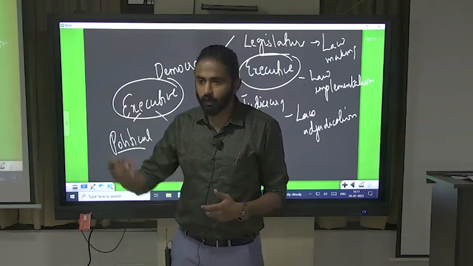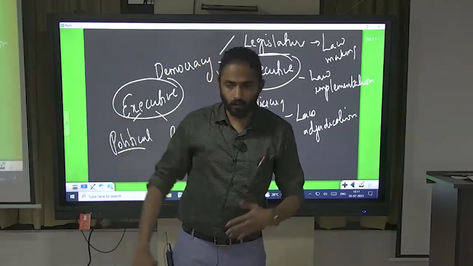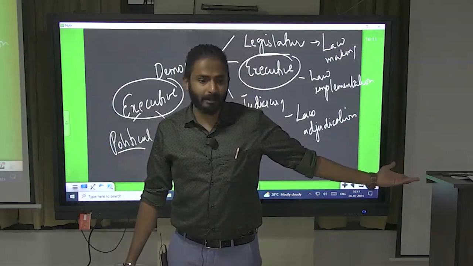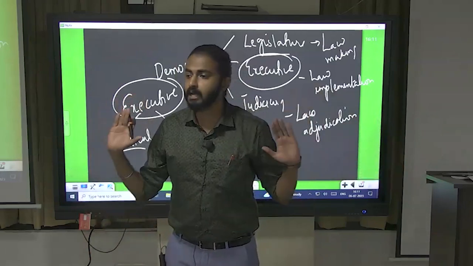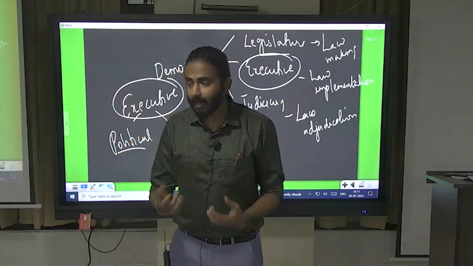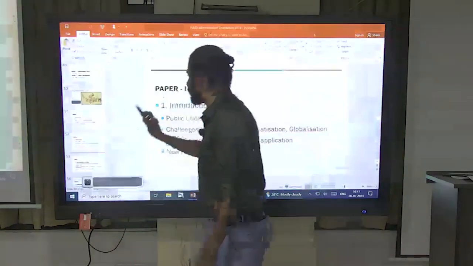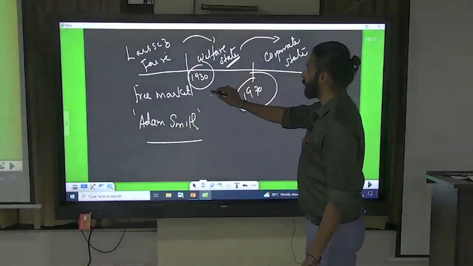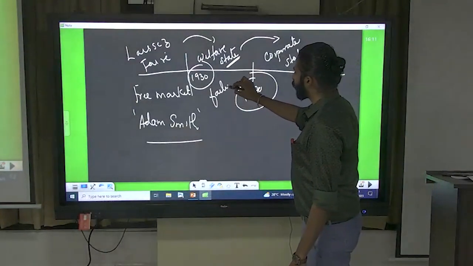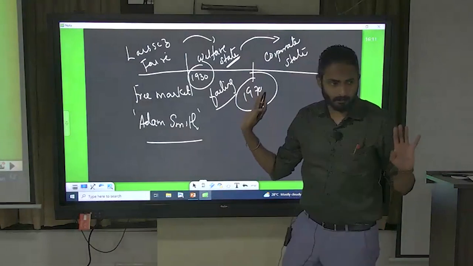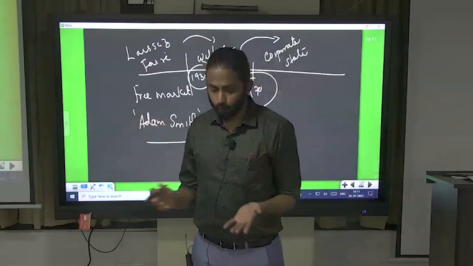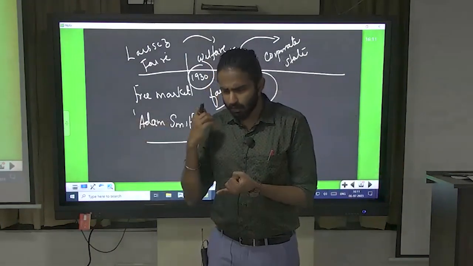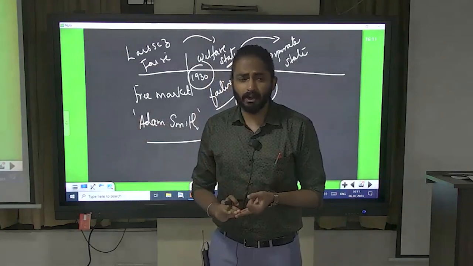If you want something, you will visit the collectorate, or maybe the secretariat, and meet people there. They are all representing the government. By the 1970s, this welfare state started failing because bureaucracy has a lot of problems. Traditional bureaucracy had corruption and was very much corrupted. There is something called red tapeism.